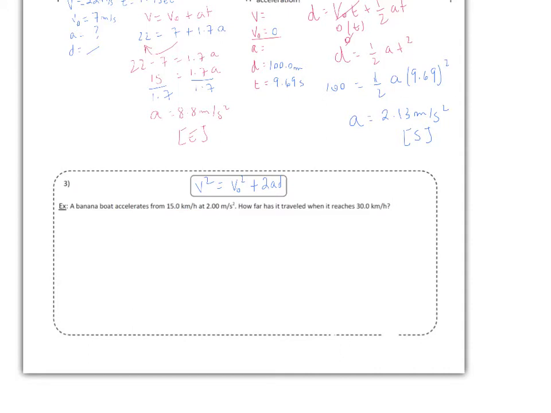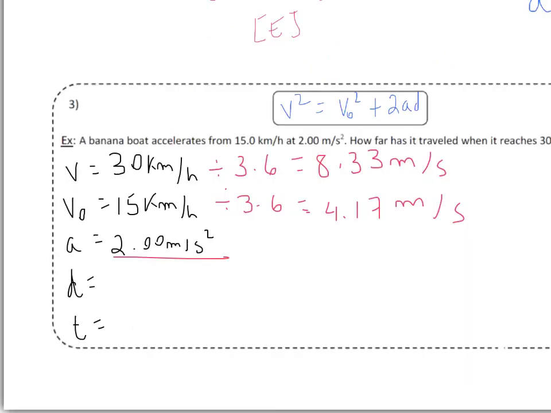So let's write our variables out. We have to convert our kilometers an hour to meters per second, so we divide by 3.6 like we did from the intro unit. So it gives us 8.33 meters per second for our v final. Our v initial is 4.17 meters per second, and our acceleration is already in meters per second squared, so we don't need to convert it. Now we just plug it into this equation, and we solve for our distance here.